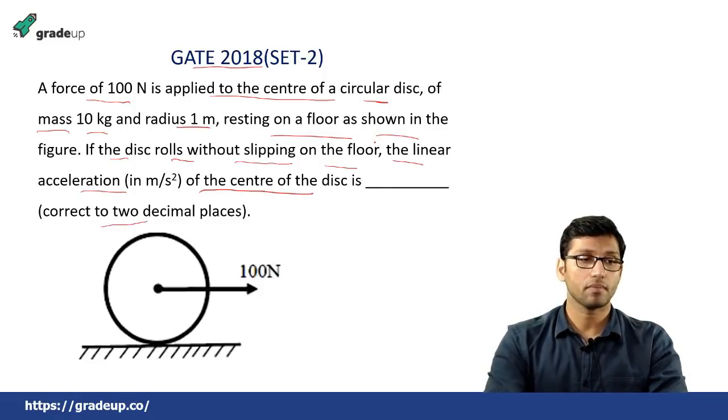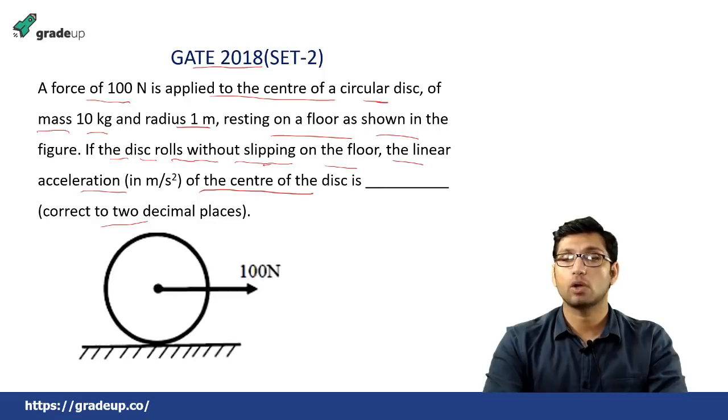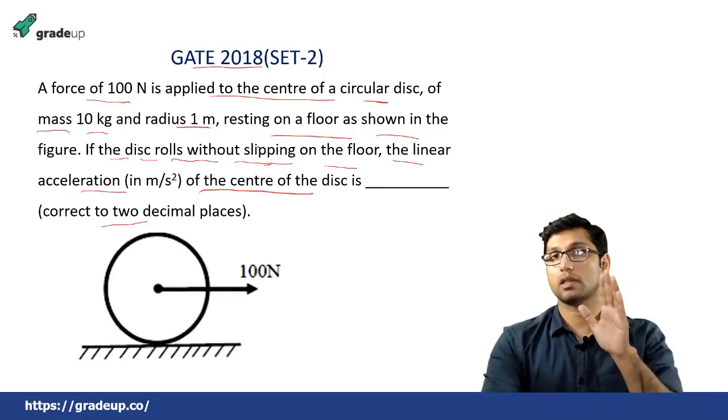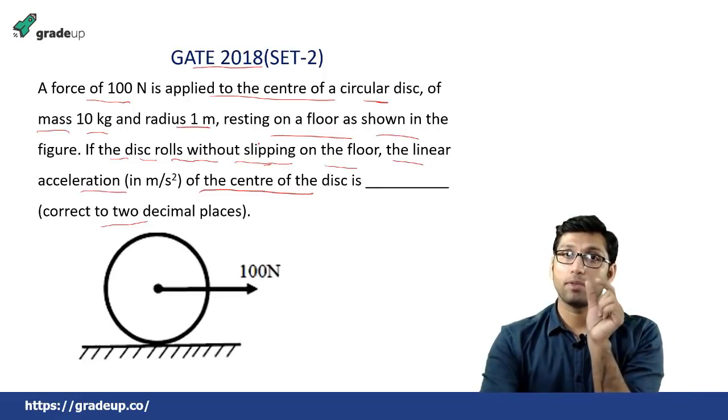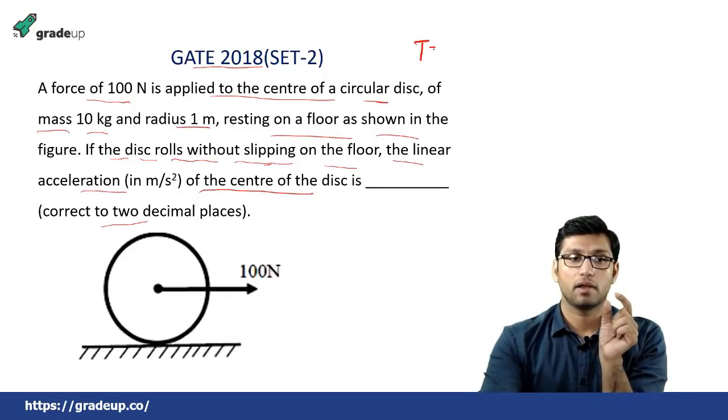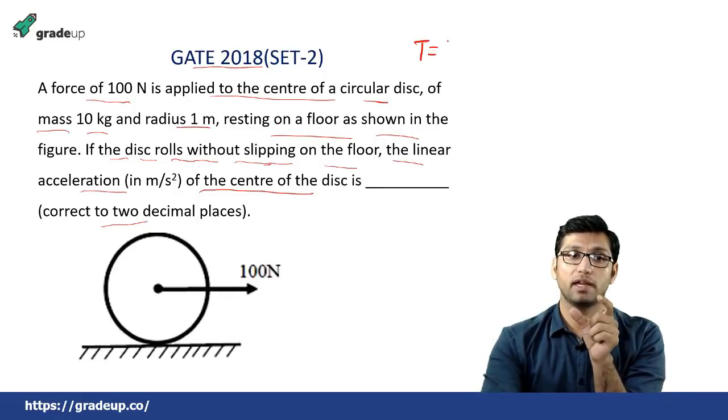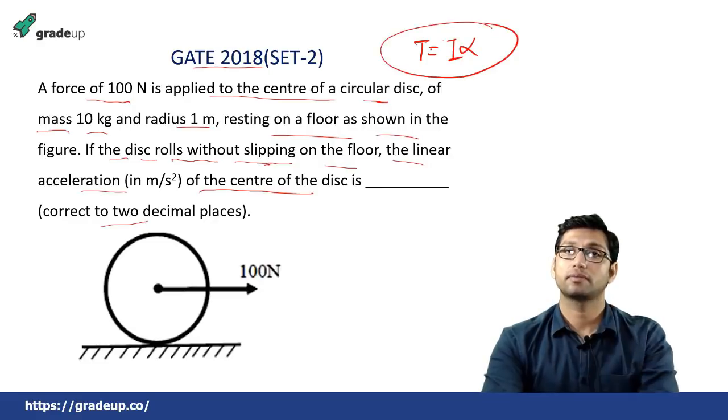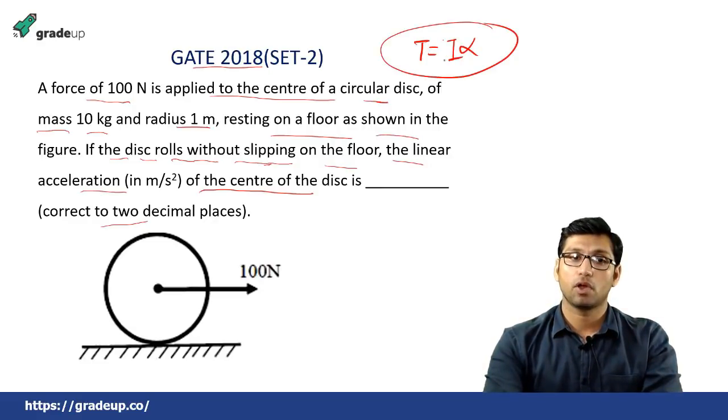So how are we going to find it? Since this is a case of a disc rolling without slipping, firstly we should understand that it is pure rolling. For a motion in a pure rolling condition, the torque equation is given by torque is equal to I into alpha, because it is a case of pure rolling.